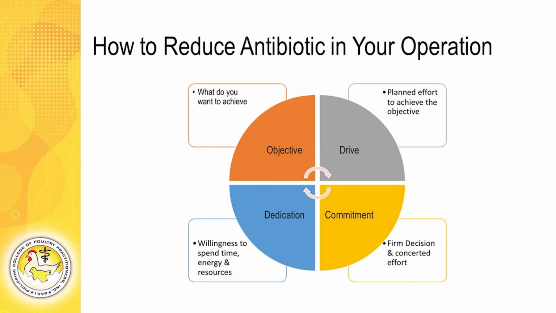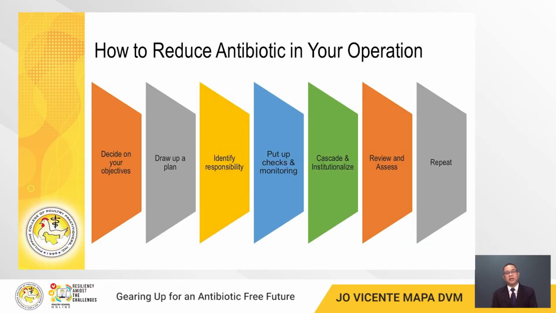Hence, here are the steps in reducing antibiotics in your operation. The first thing to do is decide on your objectives. Then, draw up a plan and identify people who will be responsible for this particular plan. Put up a check and monitoring system to monitor the system. Cascade and institutionalize through trainings and continuous education. And then, every now and then, review and assess, and change if necessary, and then repeat.